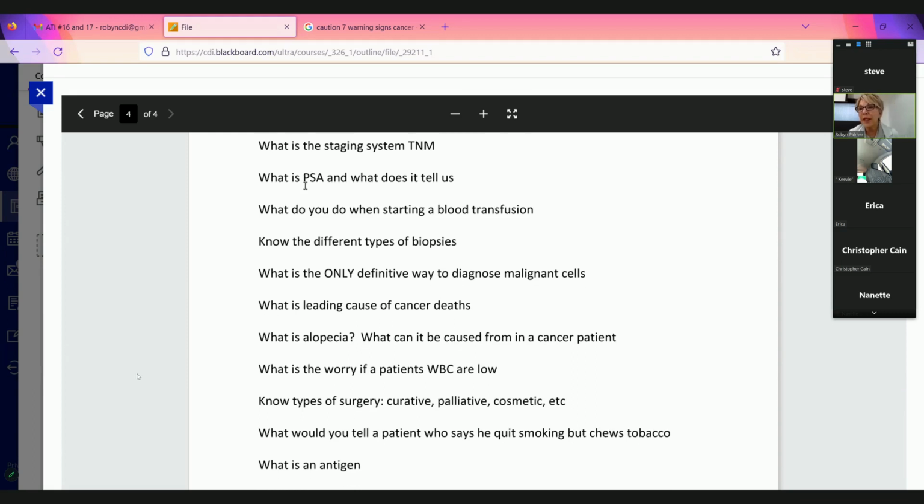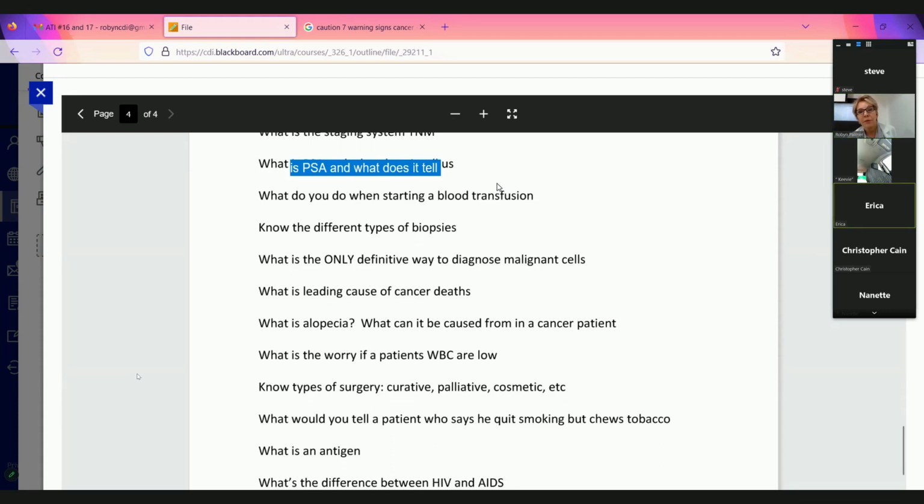Who can explain TNM staging for me? It's T for tumor, N for spread to the lymph nodes, and M for metastasis. Right. So tumor, and if it's a TIS, it's tumor in situ. If it's a T0, you can't evaluate. If it's a TX, can't evaluate, and so on. What's a PSA and what does it tell us?